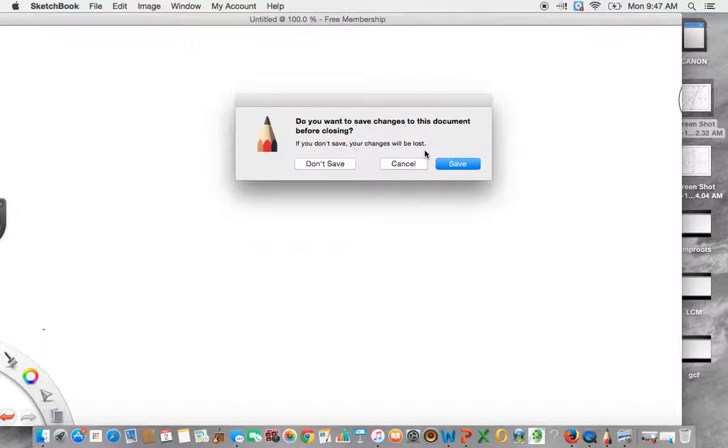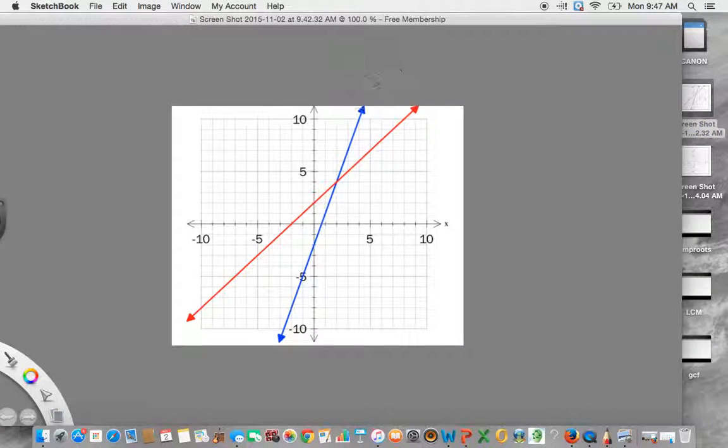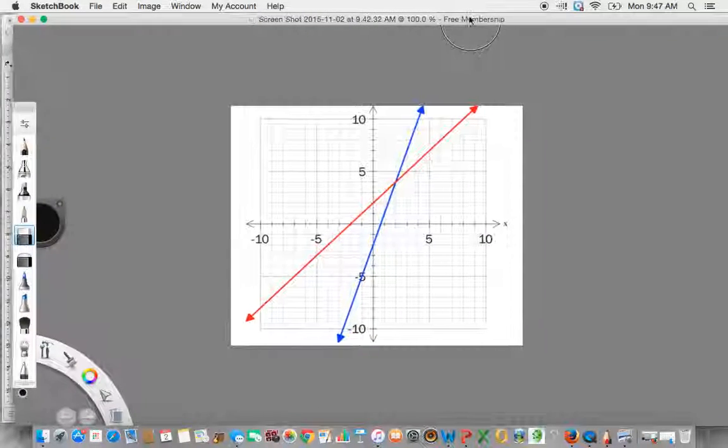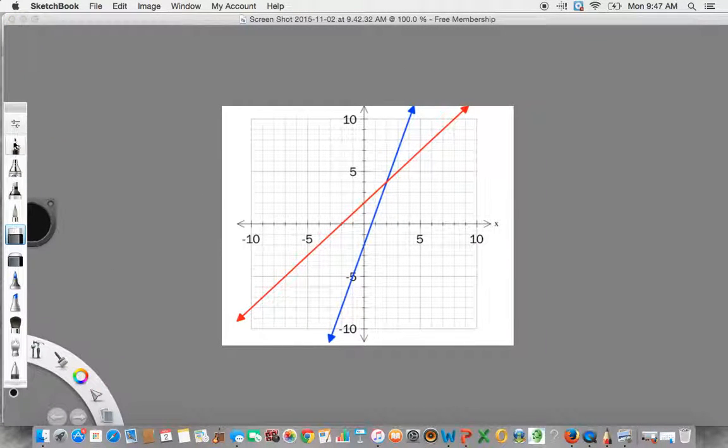And I'm going to drag, I've already got a picture here, so I'm going to drag it over. And don't save. And here we go. So I've got 2 lines here, so I'm going to find the equation of both. So let's start with the red line.